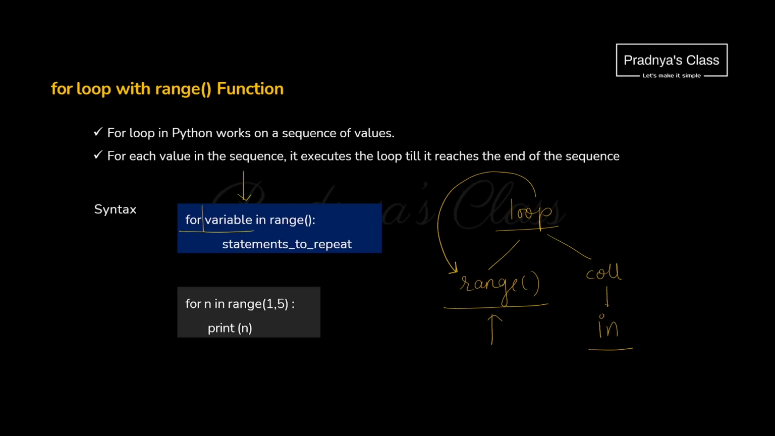For variable in range. With the help of a colon, we are creating the block, and the statements of that block we are going to write. Look at the simple example. For n in range 1 to 5. This is the starting, this is the ending limit. We know that the ending limit is exclusive, so the loop will execute from 1 to 4. And inside the block we are printing this variable n. It means the result will be 1, 2, 3, 4.